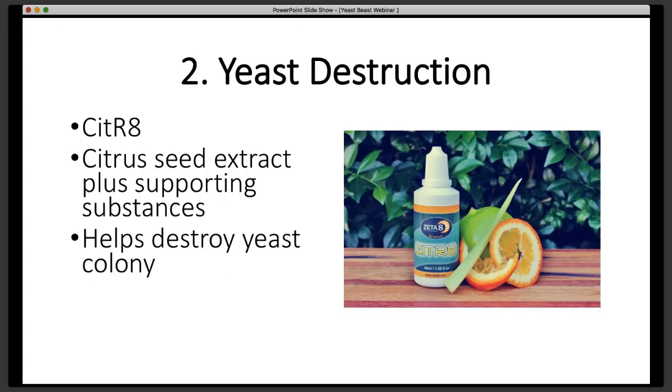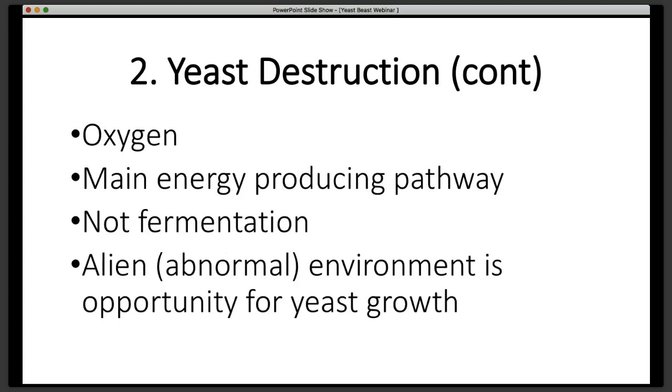So to destroy the yeast, we've already mentioned the Citra 8, the citrus seed extract, which actually has some other things in there too, which help. We talked about oxygen being the main energy producing pathway, not fermentation. So using oxygen helps your body to stay in the non-fermentation energy producing pathway.